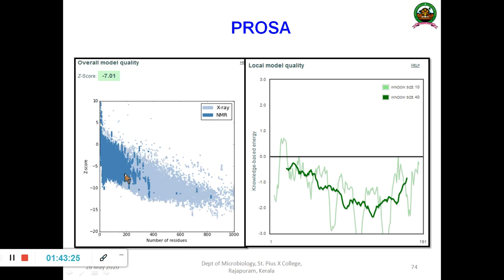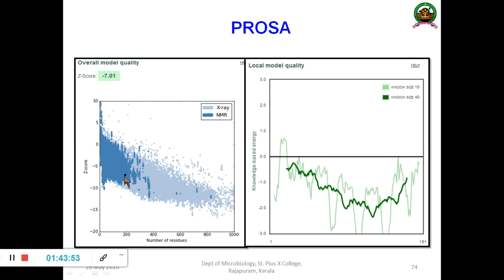You can see a dot over here, which is the z-score of your model. Just open the PROSA server and submit your model; it will automatically select the best template and assign the model. This dot should not come outside this colored region. If it comes outside, then the quality is not good. So that is the important thing.